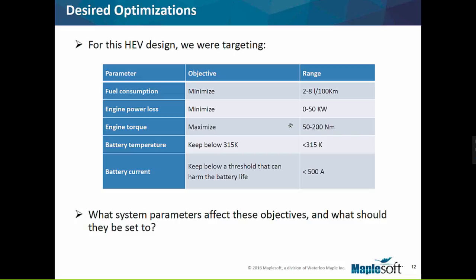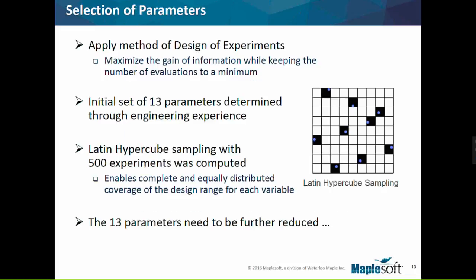The challenge now is to determine how to achieve these 5 objectives simultaneously. Which system parameters influence the values of these objectives, and how should they be set in order for all of the 5 objectives to be met? So how do we go about selecting the influential parameters? The approach that we took was to use design of experiments. The purpose of the exercise is to maximize the gain of information while keeping the number of evaluations to a minimum. Through engineering experience, an initial set of 13 parameters were identified for further investigation.